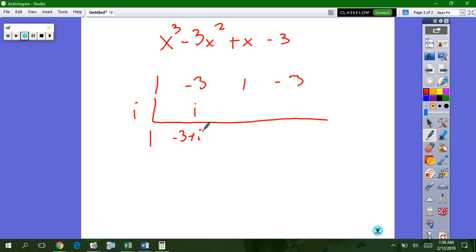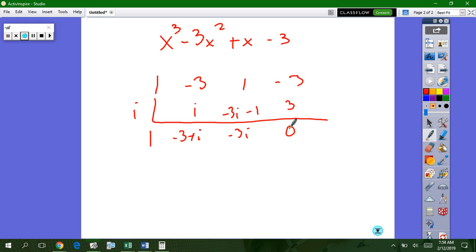Okay, what else do we do? We multiply, so that becomes negative 3i. And then what's i times i? i squared, and that is negative 1. 1 minus 1 is 0, so I'm left with negative 3i. And what's i times negative 3i? Negative 3i squared, which then becomes 3. You can still prove via synthetic, okay, with imaginaries or irrationals just as well.